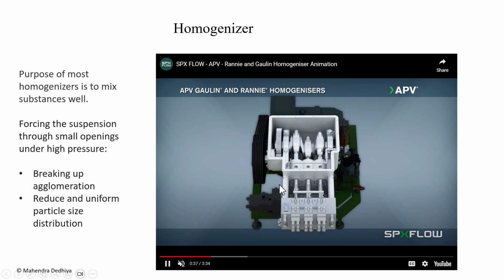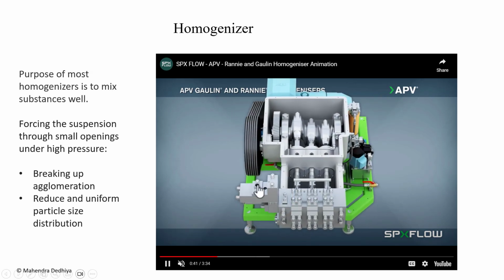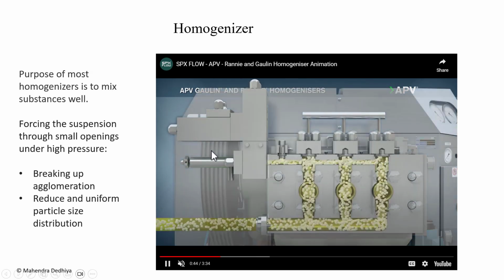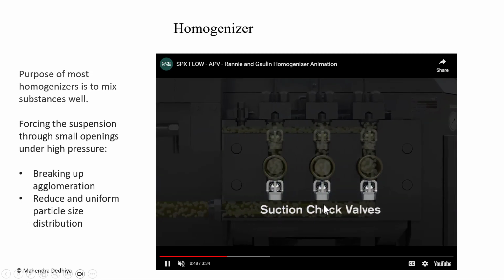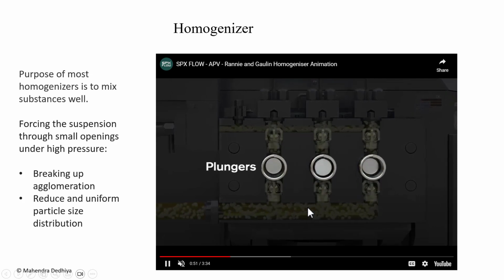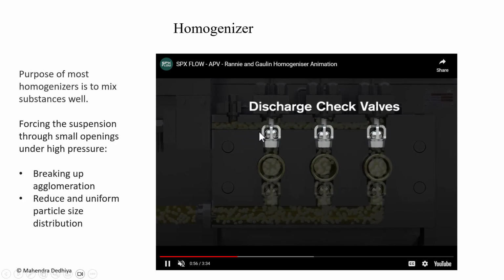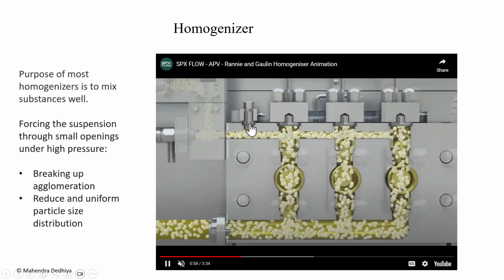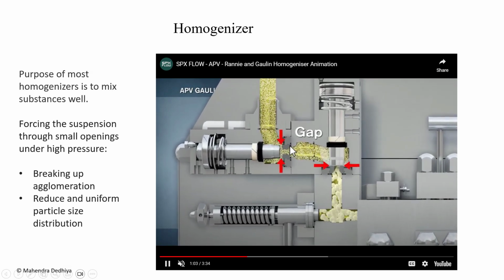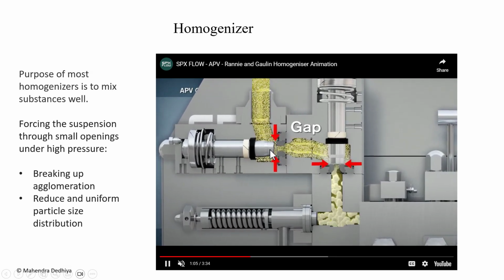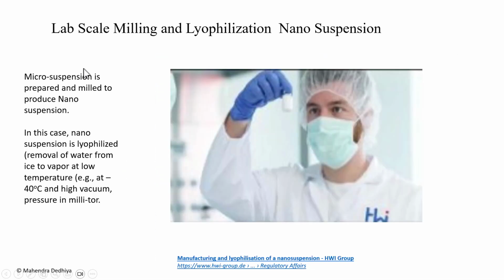Many companies have similar piston-driven systems. Inlet and outlet are shown here. As the product comes in, it comes in at a certain feed. Plunger will push it through the discharge valve at high pressure, and it moves through a gap. And this is very critical. The gap then reduces the particles or makes it homogeneous depending on the gap.